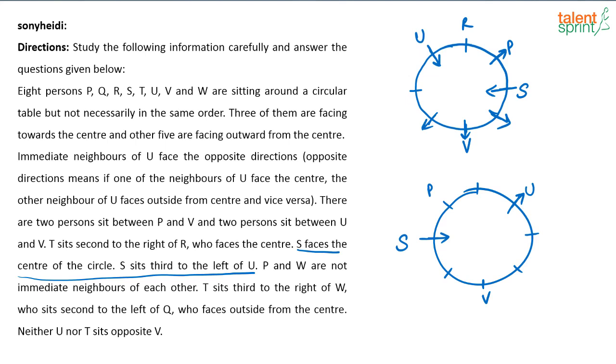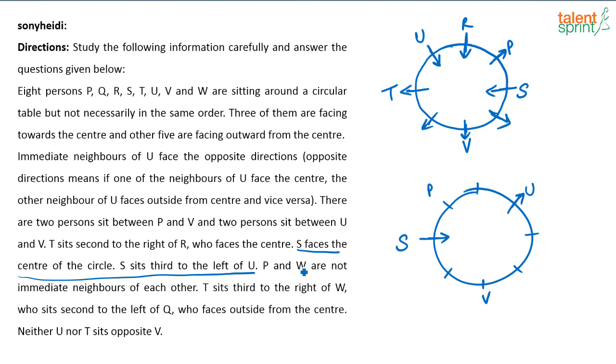Now it is given R is facing the center and it is said T sits second to the right of R who faces center. So if this is R, R is facing center, T sits second to the right of R. So this is going to be T, and obviously T is going to face outwards, right? T sits second to the right of R, who faces the center.